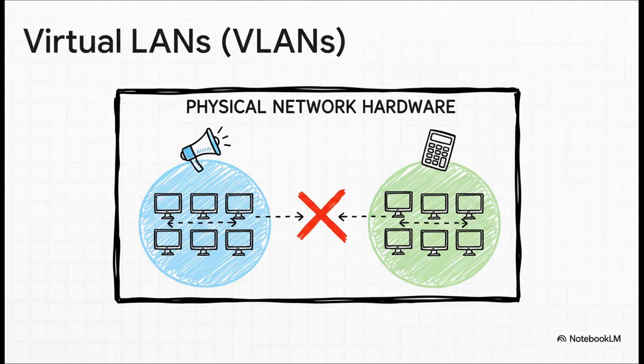Now, in bigger places, like an office, networks are often organized using something called VLANs, or virtual LANs. It's a really clever way to create separate digital networks using the exact same physical hardware. So, for example, you can totally isolate the accounting department's traffic from the marketing department's. This is fantastic for security, and it also boosts performance by cutting down on all that unnecessary network chatter for everyone.